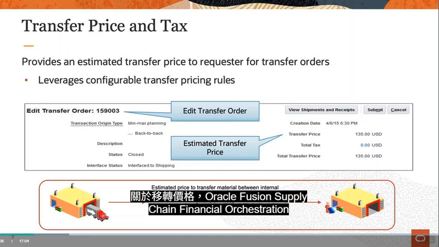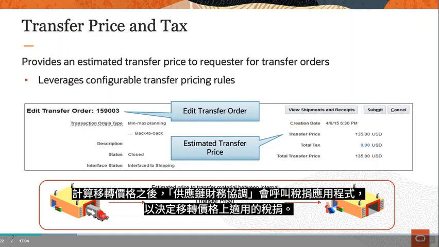Regarding transfer price, the Oracle Fusion Supply Chain Financial Orchestration Framework provides a transfer price for the creation of a transfer order for transfer of goods between internal organizations. Once the transfer price is calculated, Supply Chain Financial Orchestration calls the tax applicable on the transfer price. An example of costing and accounting.